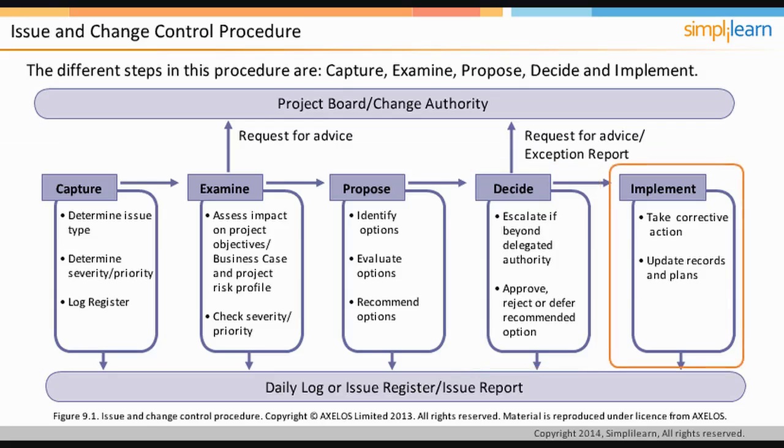The last step in the issue and change control procedure is to implement. Depending on the project board's decision, the project manager will take the corrective action and update records and plans. For example, updating work packages to incorporate the agreed changes or issuing a new work package to address the change. Let us complete the discussion on issue and change control procedure with the decision-making step in the following screen.